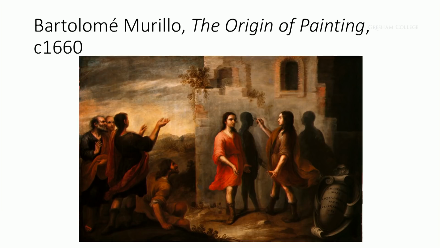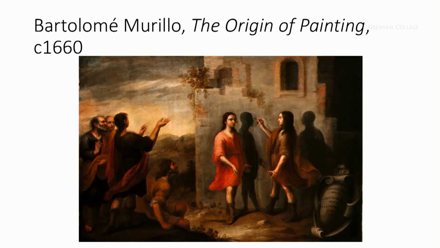Here, Bartolomé Murillo painted this picture called The Origin of Painting, and there's a scroll that you'll see here, and it says in Spanish, "From the shadow emerged the painting that you admire so much." In other words, art started just by tracing a shadow, but now look, we can paint walls, we can paint people, we can do foliage, and all this kind of stuff. We can create real pictorial space, but it all came from this simple tracing.